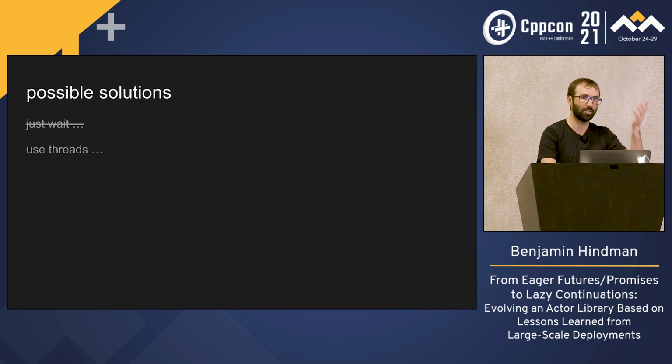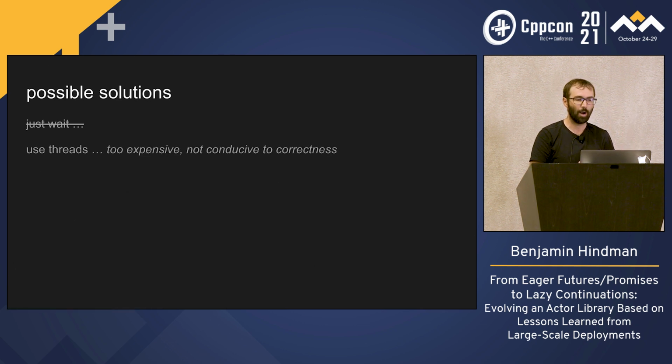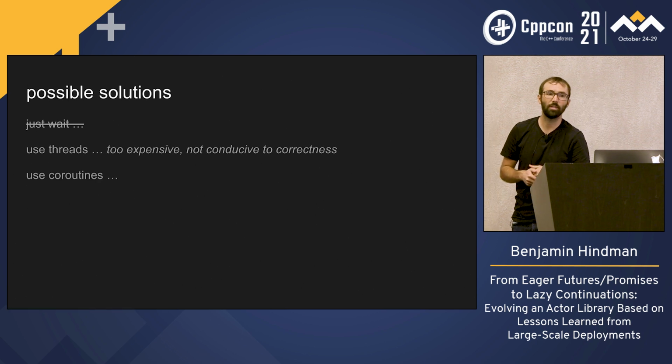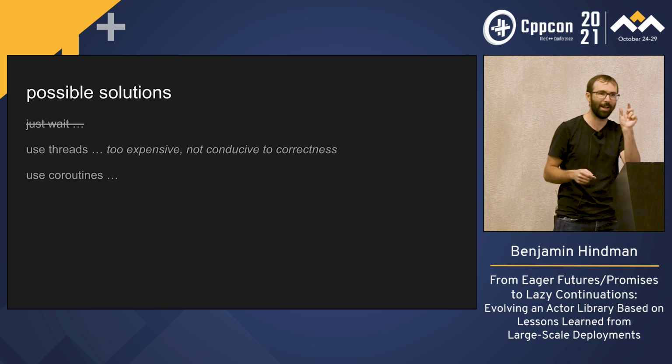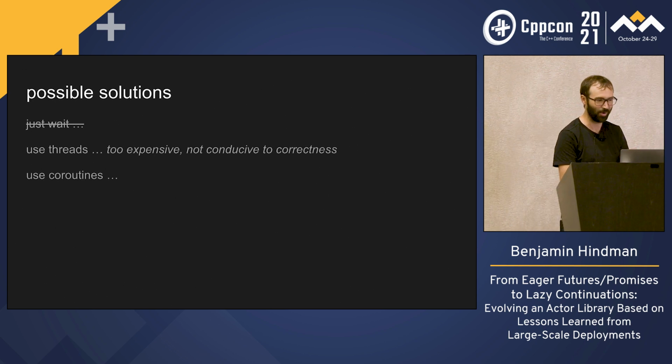This is a standard option for all these things. We might have to wait. We can just create threads. But again, as I think we've seen over the last couple of decades, that's just too expensive. And it's not conducive to correctness, which I'll talk a little bit about later. We can use coroutines. The word wait is right in there, right? Awaitables and coroutines, the word wait is right in there. That's what you're having to deal with is waiting.